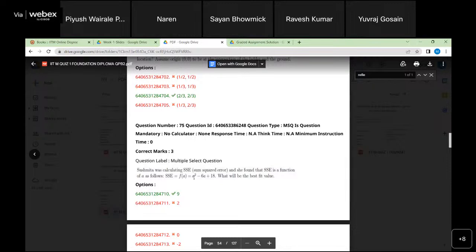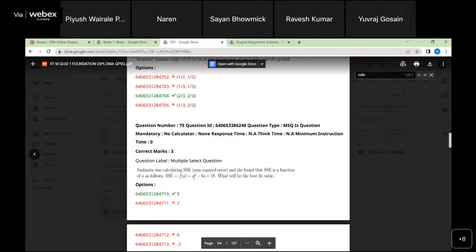Yeah, so we have to find the minimum value of SSC. Best fit means the one for which we get the minimum value. So for an upward parabola, at the vertex we are going to get the minimum value. So we need to find minus b by 2a, then feed it to this function. So the value would be the answer, na sir?